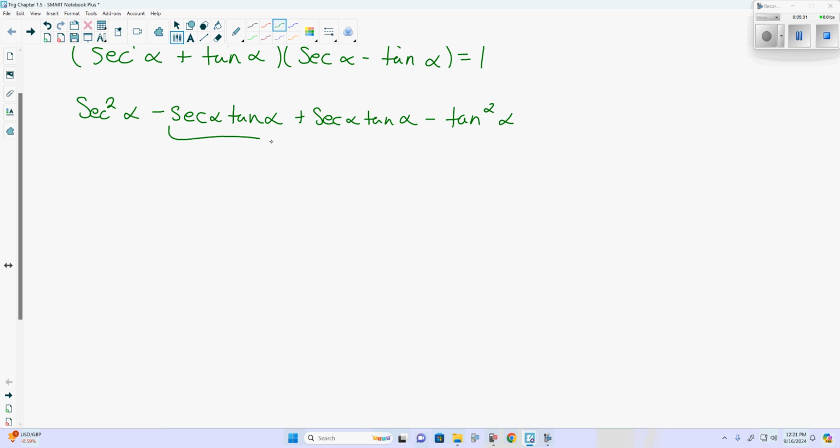Now, one of the nice things is the middle term here. Secant of alpha tangent of alpha minus secant of alpha tangent of alpha. This is 0. It's negative 1 plus 1. They're the same term, but since they're opposite signs, it zeroes out. And we get this here. Questions on how we got to this point?